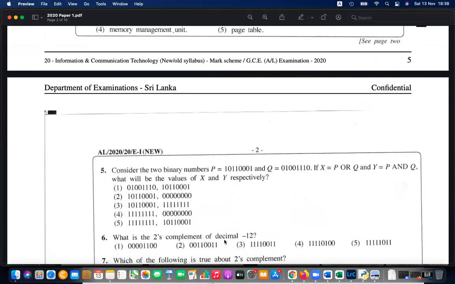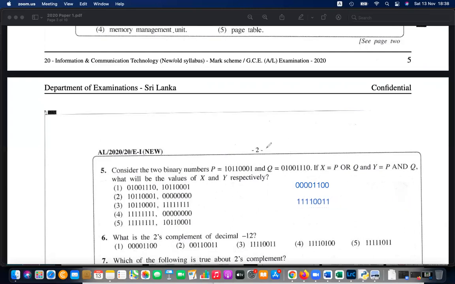What is the 2's complement of minus 12? First of all, you have to calculate 12. Let's use an 8-bit register. 00001100 is positive 12. The negative 12 should then be 11110011. That is the 1's complement.